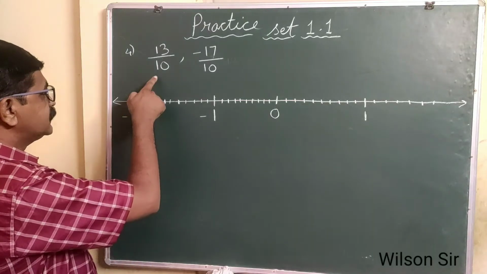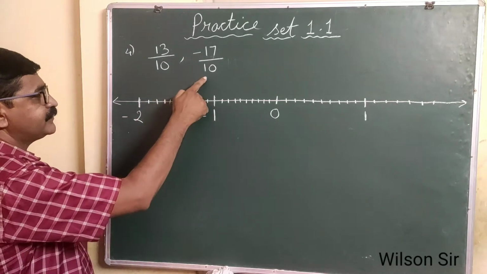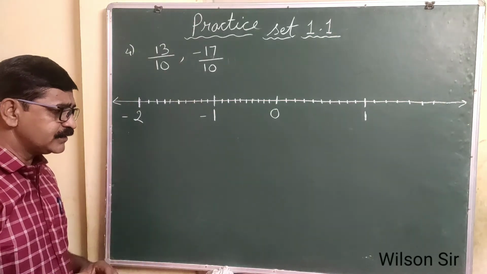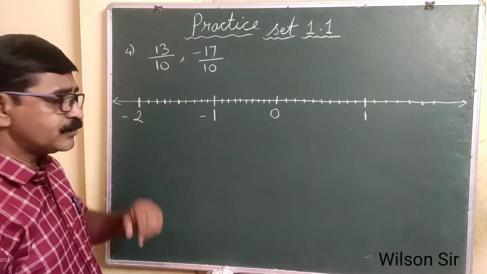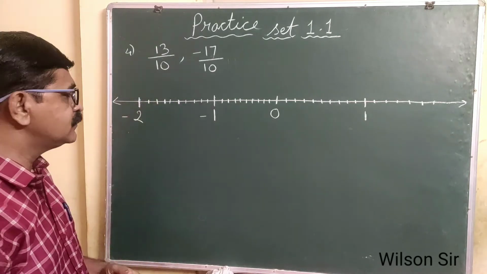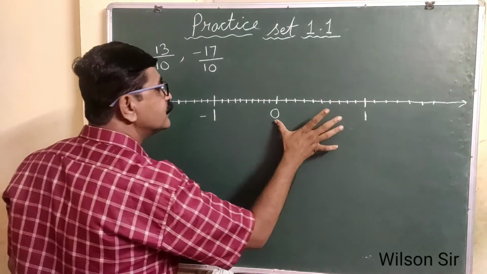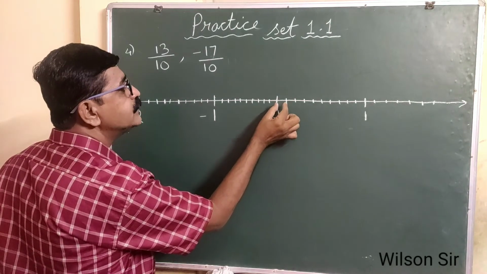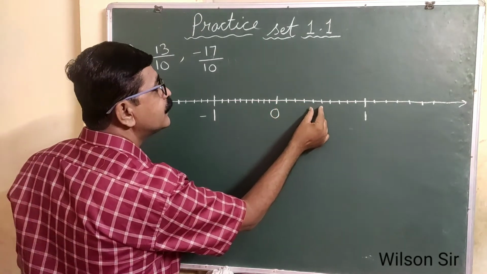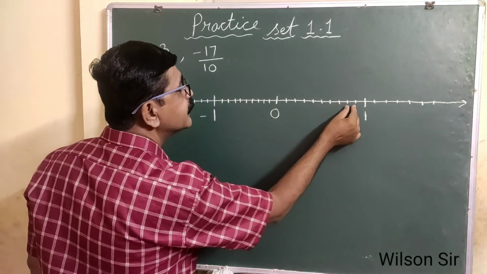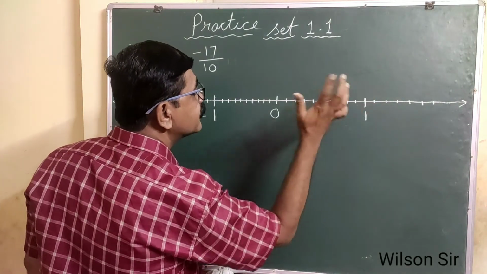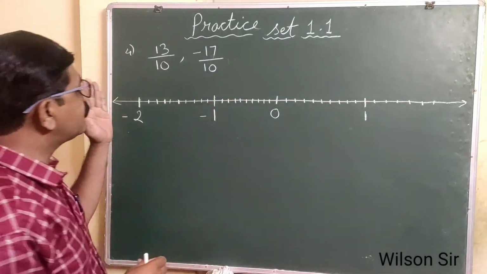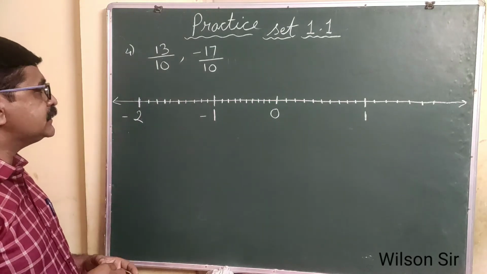So now here it is 13 upon 10 and minus 17 upon 10. These two numbers we have to show on this number line. So again the first step is what? Observe the denominator. If the denominator is same, that is 10, then the first unit you have from 0 to 1, you have to divide it into 10 equal parts. Here 1 and 2, 3, 4, 5, 6, 7, 8, 9, and this is last 10. So 10th part will be the 1. So 0 to 1 we have divided into 10 equal parts. Now the left hand side also we have divided the same.